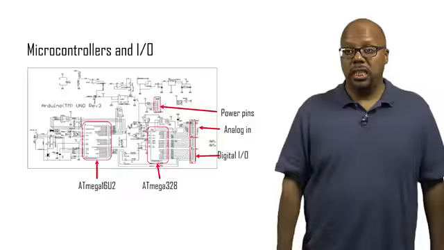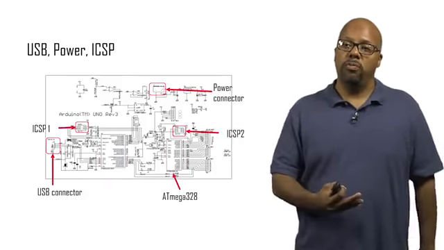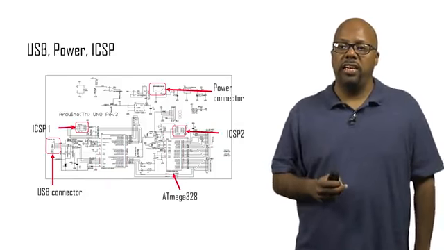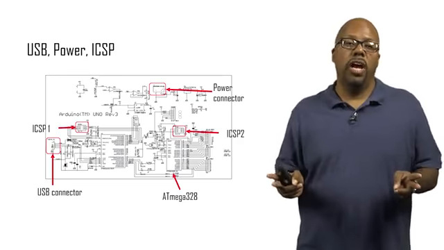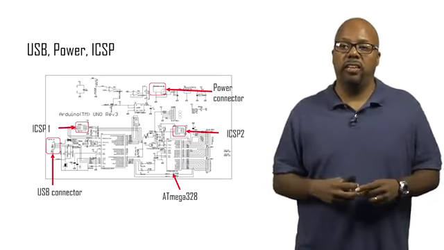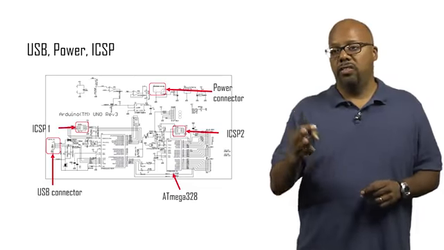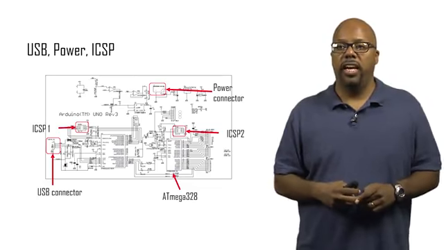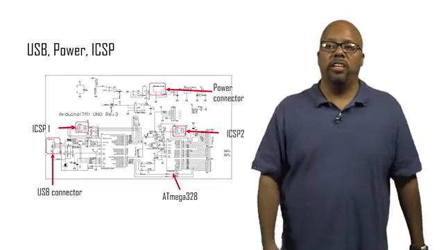Now, in addition to these, what do we have? Here's some more interesting parts. The power connector. Remember, we saw the power connector on the board. There it is, highlighted. The ICSP headers, ICSP1, ICSP2, those two headers that are used for programming the firmware on the two processors. Those are highlighted there. The USB connector, you can see that. And just for reference sake, there's the Atmega 328 again.